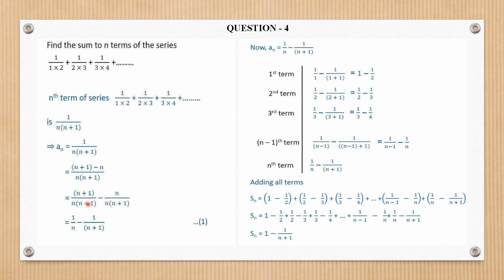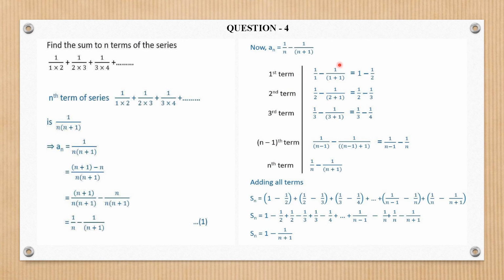So n plus 1 cancel. So it becomes 1 upon n minus 1 upon n plus 1. So this is your nth term. Now what is the first term? First term is 1 minus half. Second term is half minus 1 by 3. Third term is 1 by 3 minus 1 by 4. So similarly, your nth term is 1 by n minus 1 by n plus 1.